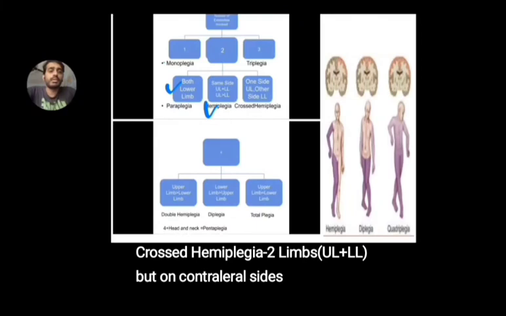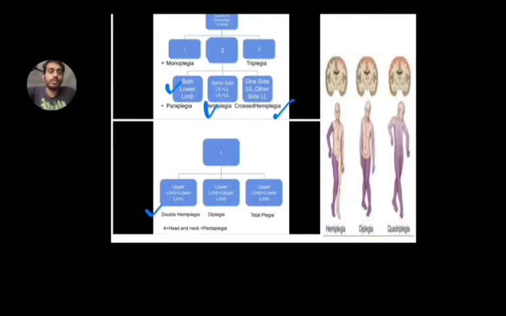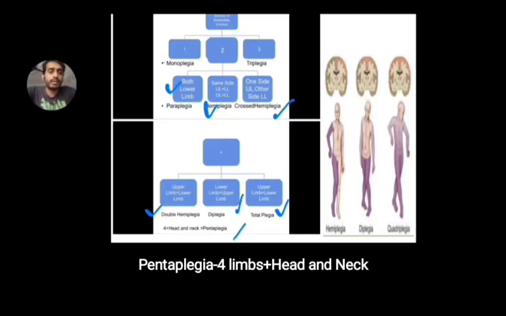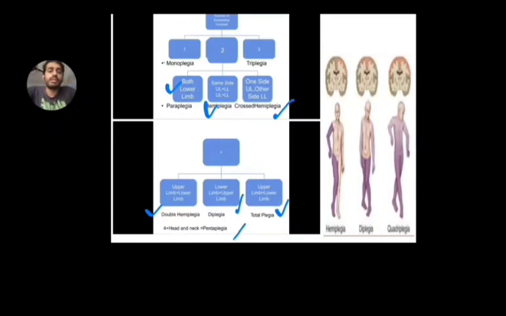One side upper limb, other side lower limb, crossed hemiplegia. If the 4 extremities are involved, then you look at the relative involvement of the upper limb and the lower limb. If the upper limb is more than lower limb, then we call it double hemiplegia. If the lower limb is more than upper limb, we call it diplegia. If the upper limb and lower limb are equally involved, then you call it total plegia. And if there is head and neck involvement, it's called pentaplegia. You can see the adjacent pictures as well. I hope it got cleared. Thank you.